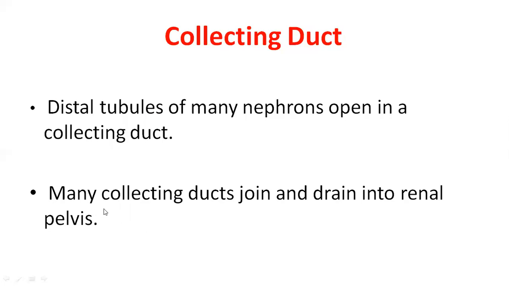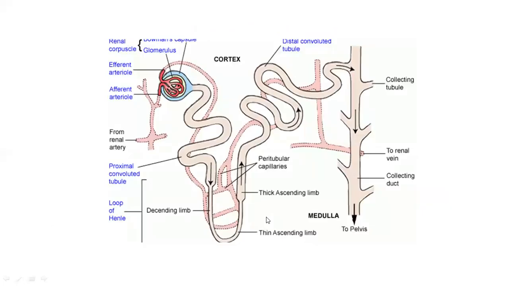And then at last, many collecting ducts join and drain into the renal pelvis. So let me tell you all the components which I have discussed in the previous slides through this figure. This whole figure is actually a detailed figure of a nephron. My dear students, this is the diagram of a nephron. And now let me tell you the different parts which I have already explained through the slides.